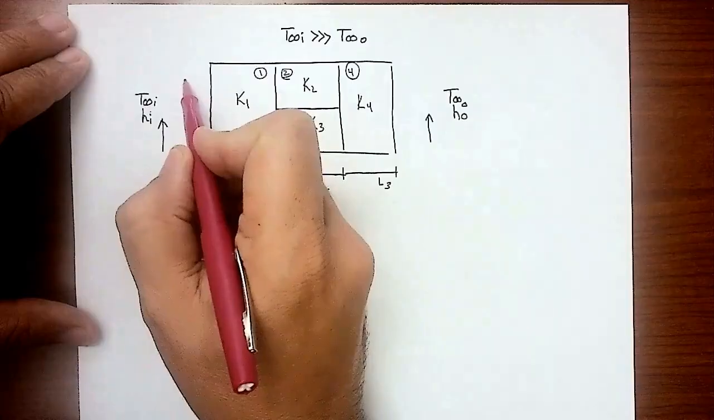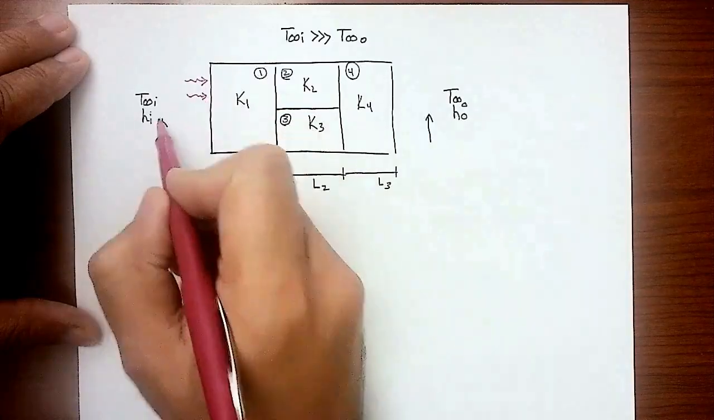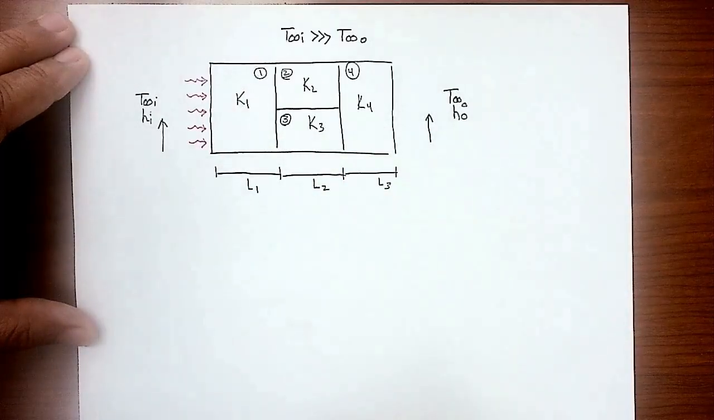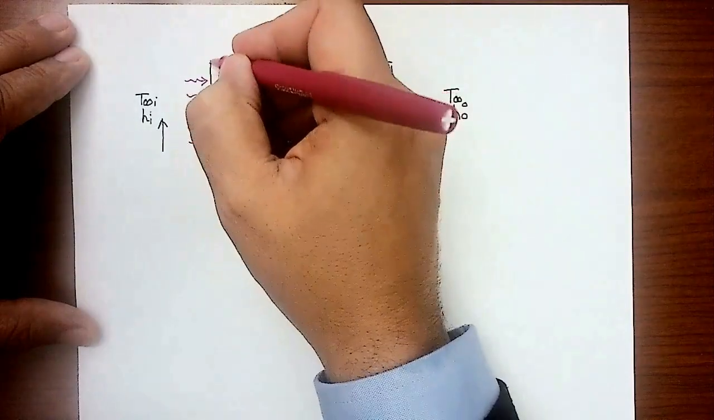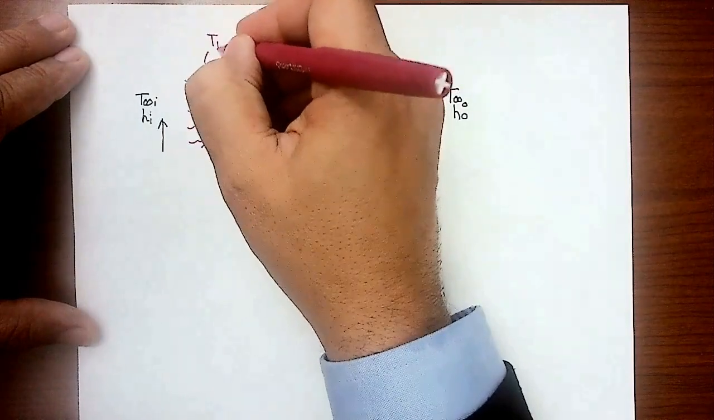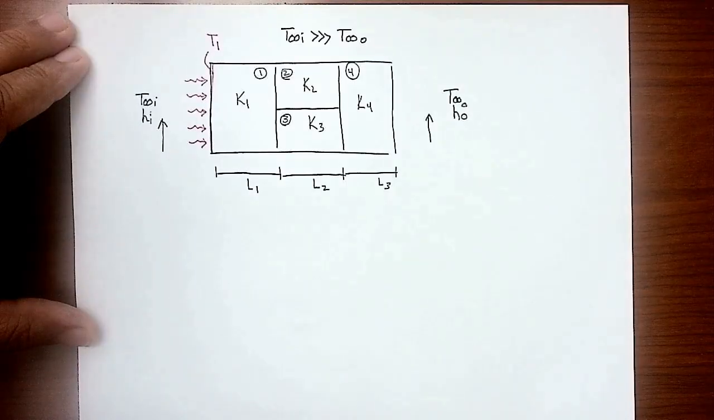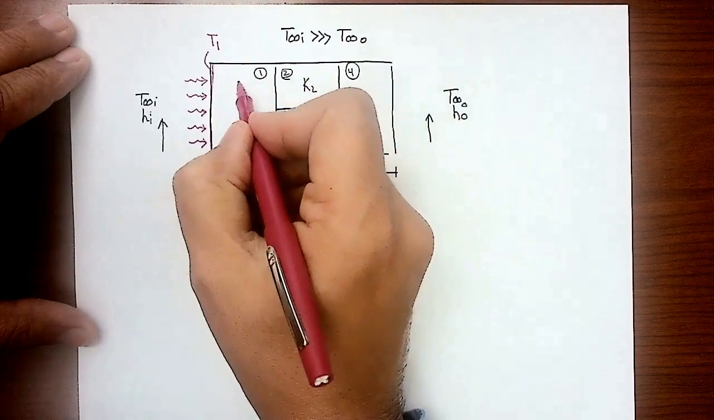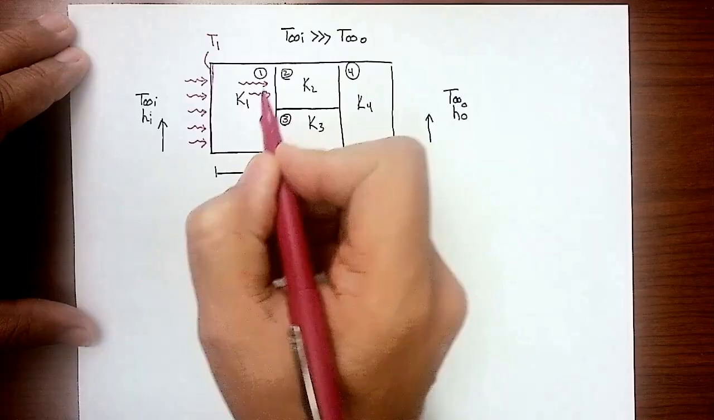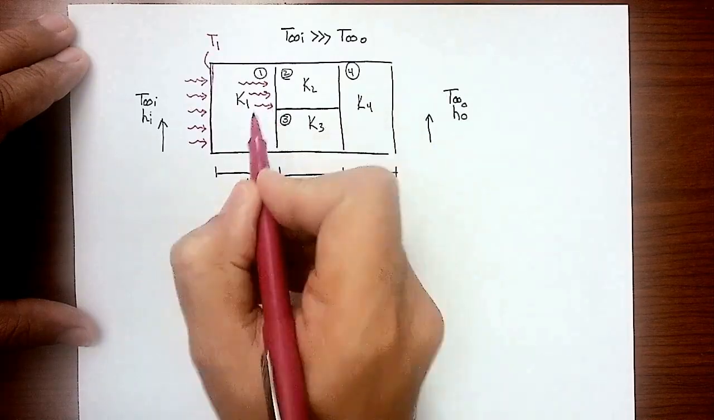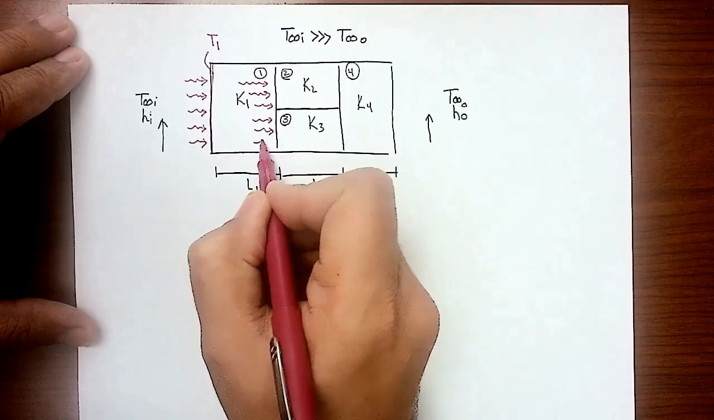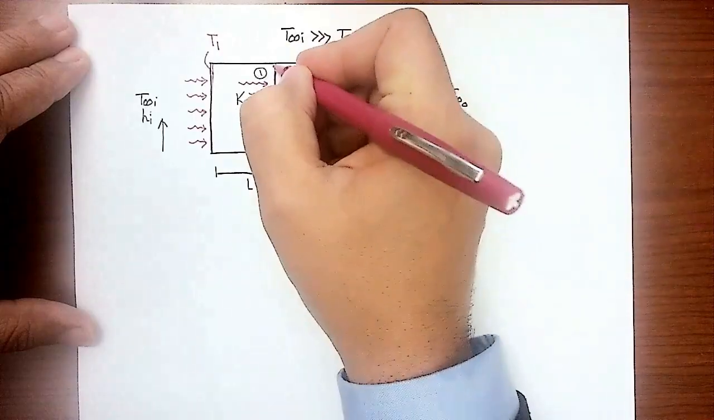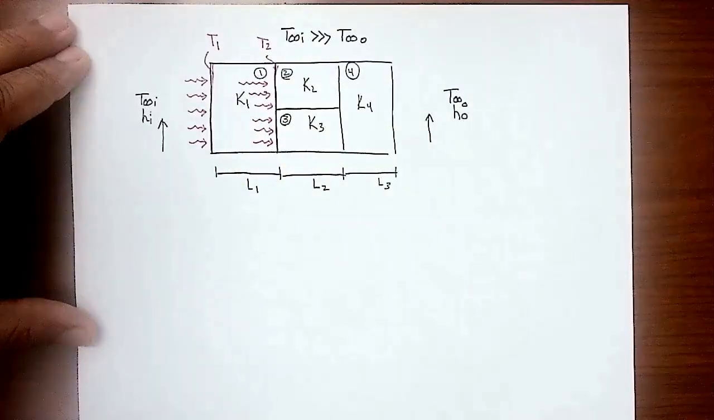So what's going to happen is I'm going to have energy going from that fluid to that face of the block combination here. So let's call that face here, temperature is T1. Then T1 will drive that quantity of energy to go through that block number 1. So energy will go all the way to this face here, right? I'm going to call the temperature of that face T2. Okay?